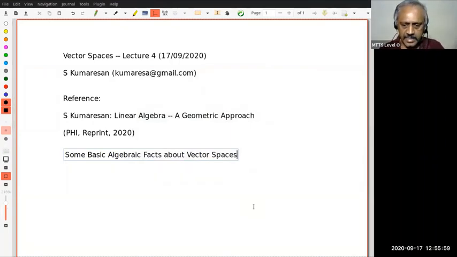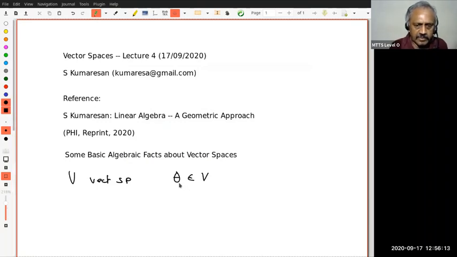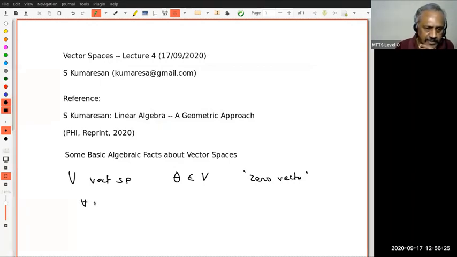So the first result is, remember, if V is a vector space, then we have an element theta, which we call the zero vector. What was the property? It had the property that for every x in V, x plus theta is x. Remember, the addition is commutative, so it's also equal to theta plus x.